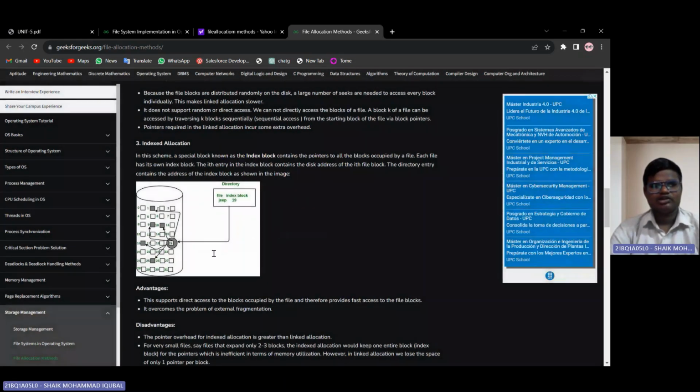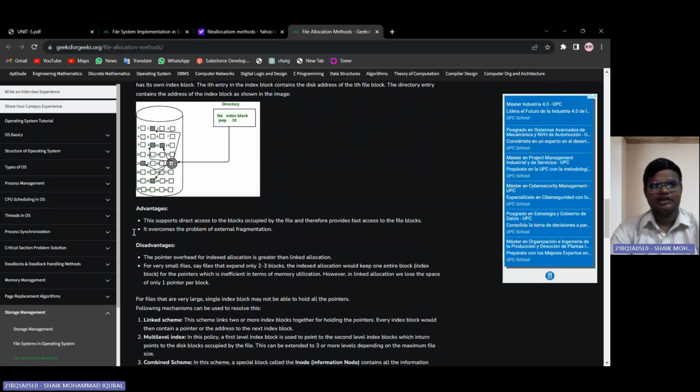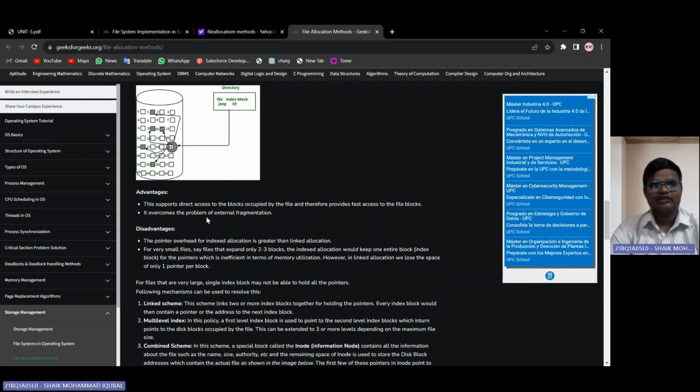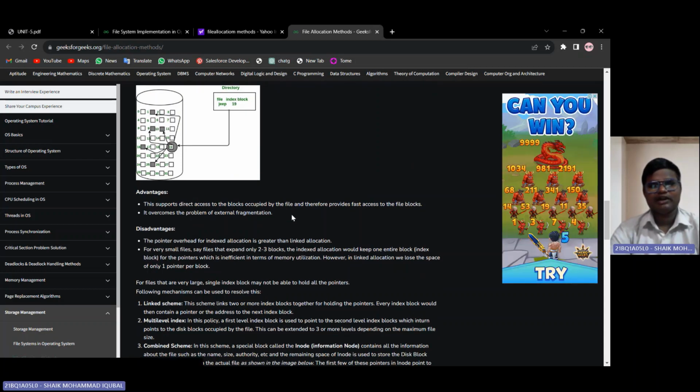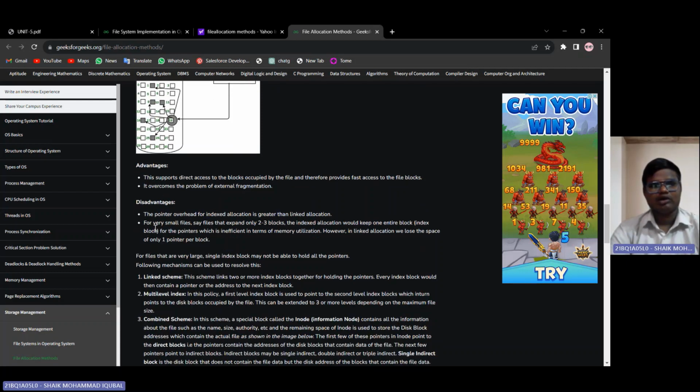Advantages. This supports direct access to the blocks of the file and therefore fast file access. It overcomes the problem of external fragmentation. Disadvantages. The pointer overhead in indexed allocation is greater than in linked allocation. For very small files, say files that span 2-3 blocks, the indexed allocation would keep one entire block for the pointers, which is inefficient in terms of memory utilization. However, in linked allocation, we lose the space for only one pointer per block.